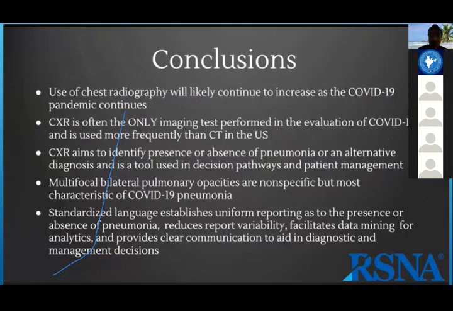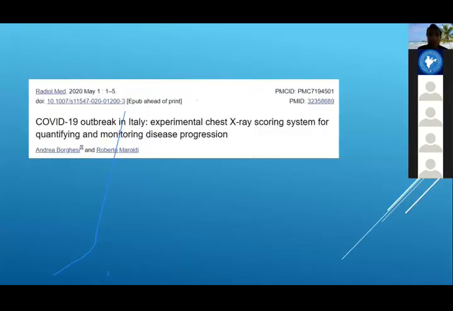And so according to that, we should rely on chest X-ray for imaging, not for the diagnosis, but for the serial follow-up of the patients with COVID-19. So this is an article which is published in Medical Radiology in May 2020. It is a study which is conducted in.